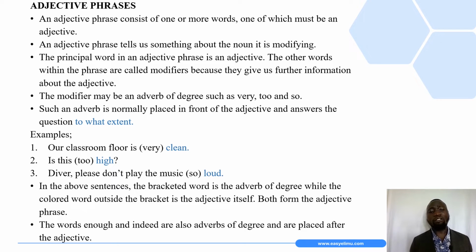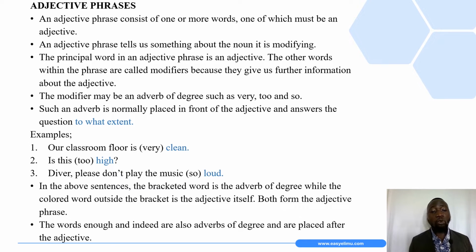Remember, adverbs of degree are types of adverbs that help answer the question to what extent. Such an adverb is normally placed in front of the adjective it modifies. So the examples that we have in sentences. The first example: our classroom floor is very clean. The second example: is this too high? The third example: driver, please do not play the music so loud.